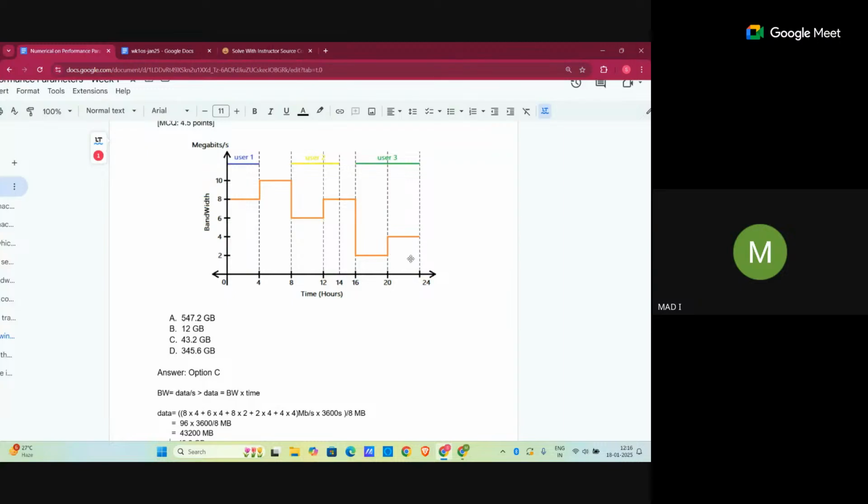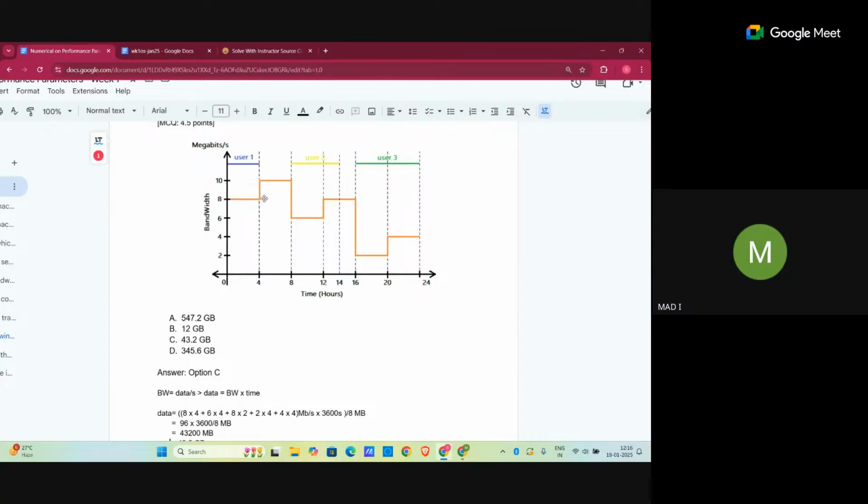Here the bandwidth is 4, right? So just focus on this rectangle. It has this width as 4 and the length as 4, right? So this will be the total data consumption. The area of this rectangle will be the data consumption. Okay, ma'am. That's why we are taking 4.